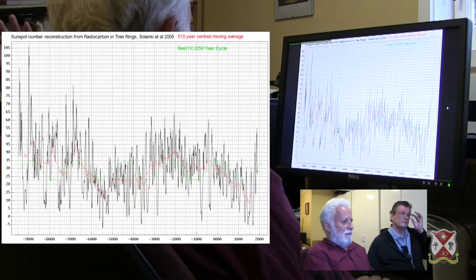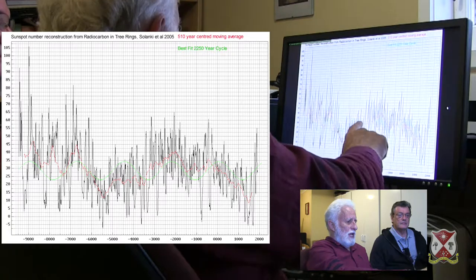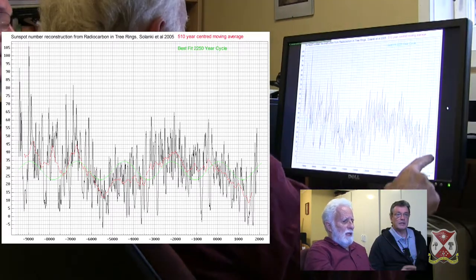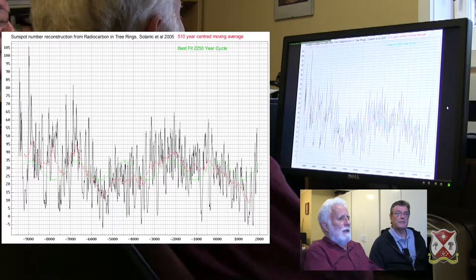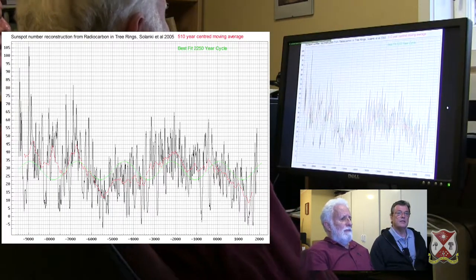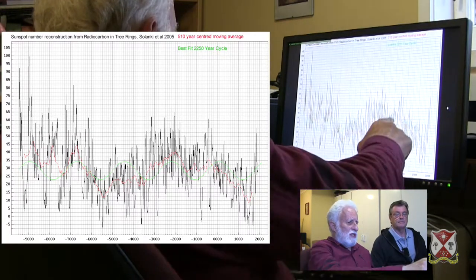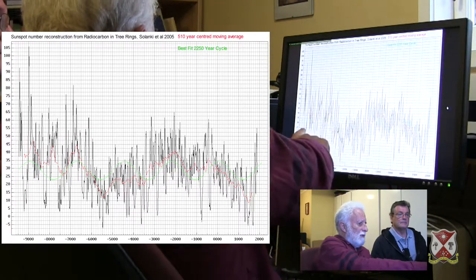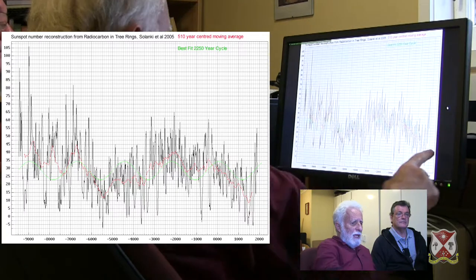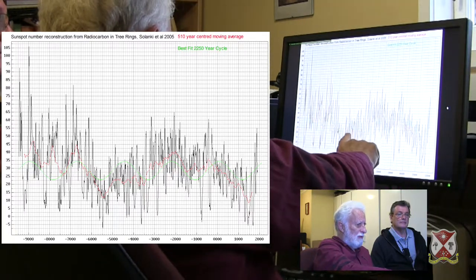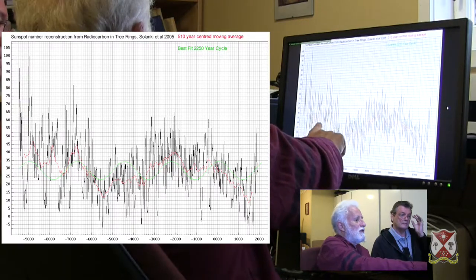This one has the same red line, and it's showing the best fit 2250 year cycle. Now, Ray, you used the 510 year centered moving average for this. Yeah. And so your best fit is the 2250 year cycle. The moving average is just to get rid of the shorter cycles, and we can see that there's something going on. It did a dip and a trough, and it followed it there, and a little bit of a dip and a trough, a dip, and then it suddenly did an extra dip in the trough there.